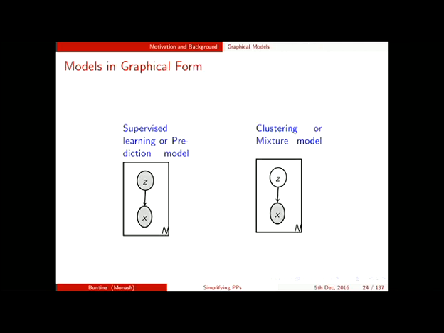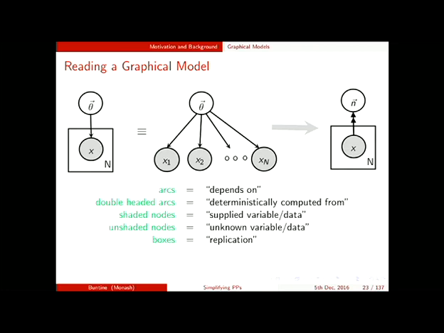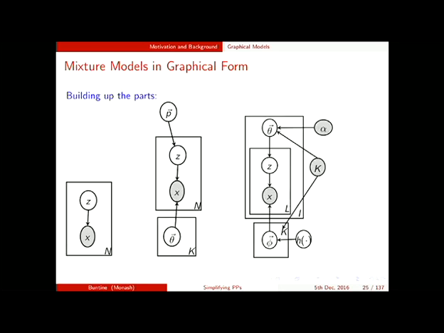So, graphical models, quickly, I'll assume you know about this. The plate extends means a series, it's like a vector. Two of these boxes means a matrix. The grey ones are the known ones, the data. We build up a mixture model from the parts.